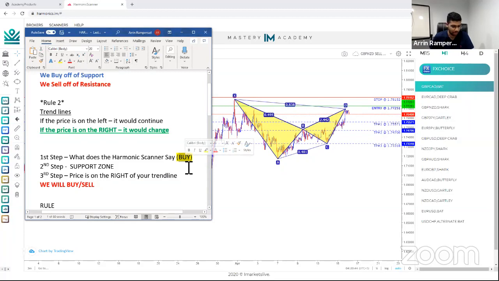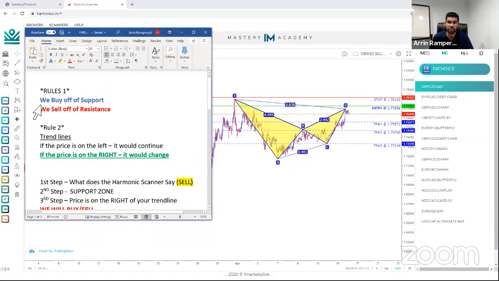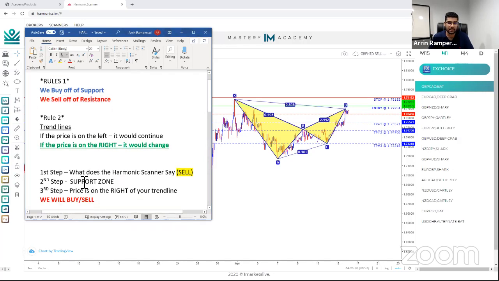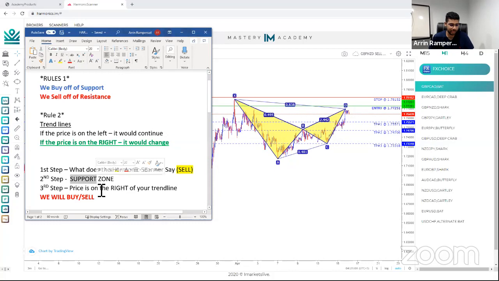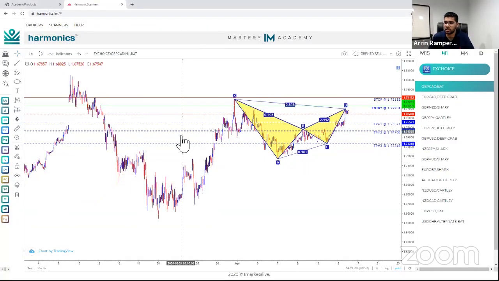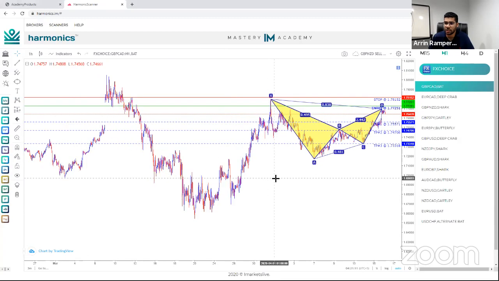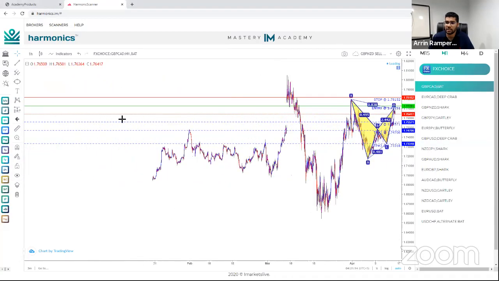Good. So we know that we're going to be selling. So this kind of tells us to sell. Based on our first rule, we know that we're going to sell off of resistance, right? So our second step is to identify a resistance zone. What we really need to do is adjust our charts to find a resistance zone. So we just simply need to zoom out.